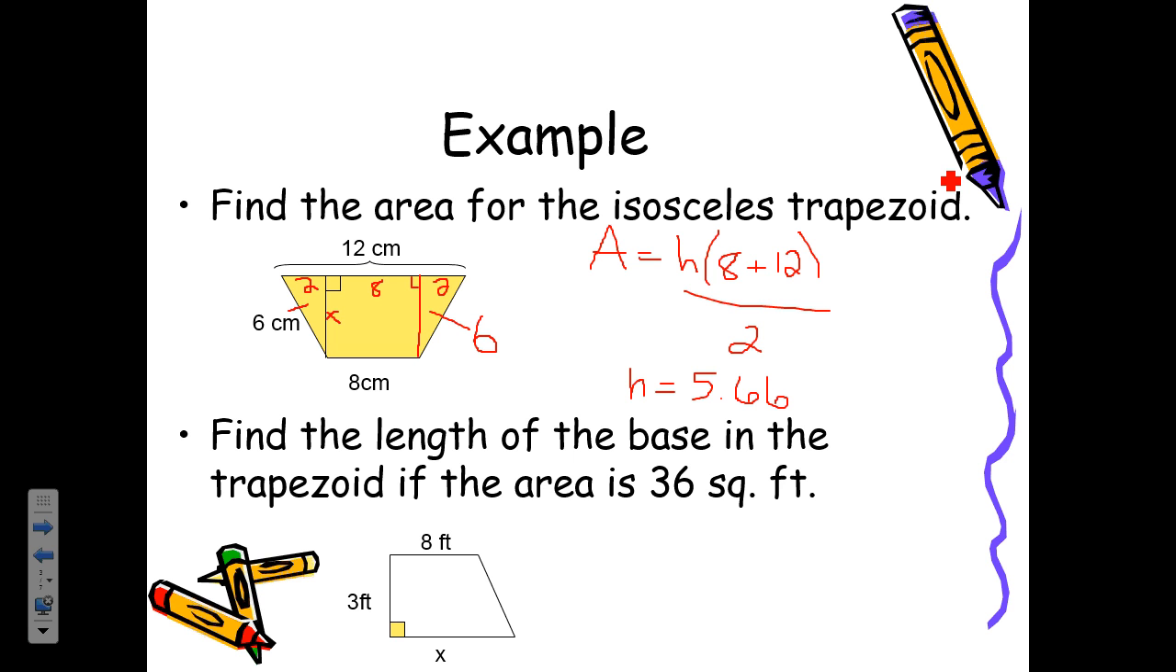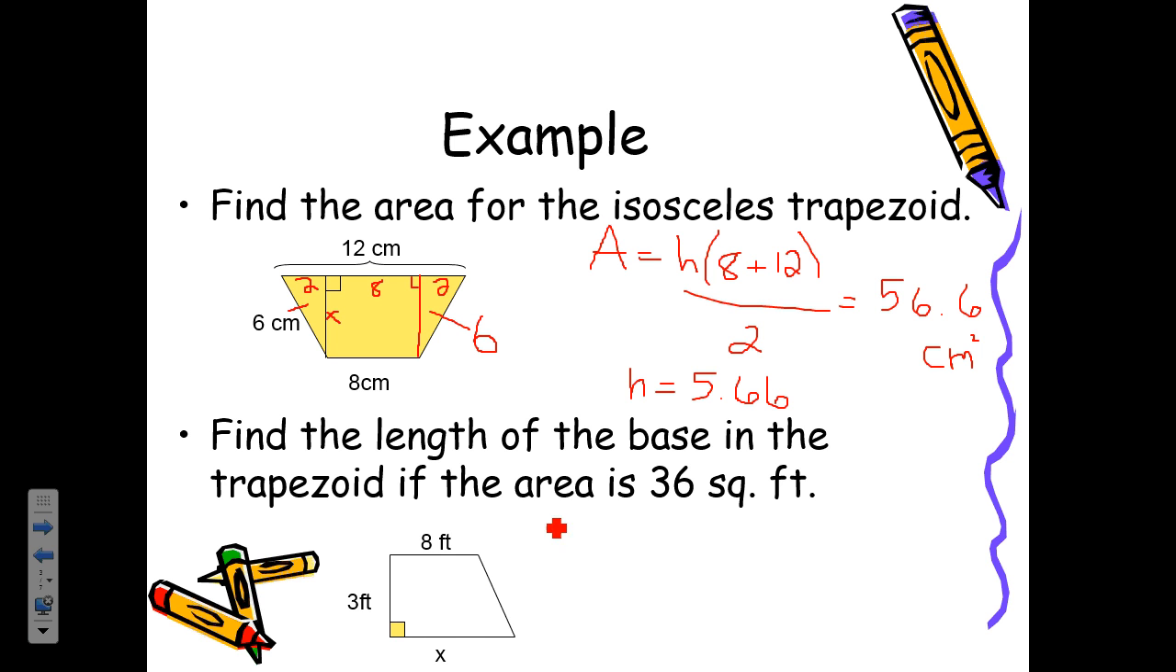So you're going to take 8 plus 12, which will give you 20, times the 5.66, and then divide by 2. So you should get an area, after you plug in the height, of about 56.6. And then since this is area, it's centimeters squared. Okay, so hopefully that makes a little bit of sense.